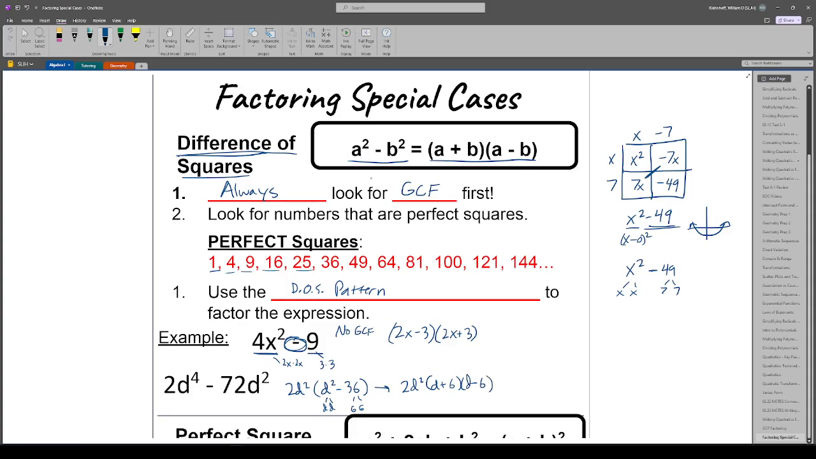So that's that pattern, and that's really all you're doing: looking for two terms with a minus in between that are both perfect squares after you factor out the GCF. And you'll never look for this if there's three terms. If you have a trinomial, it cannot be a difference of squares. It is two terms with a minus. We always look for it if we have two terms that are a difference.